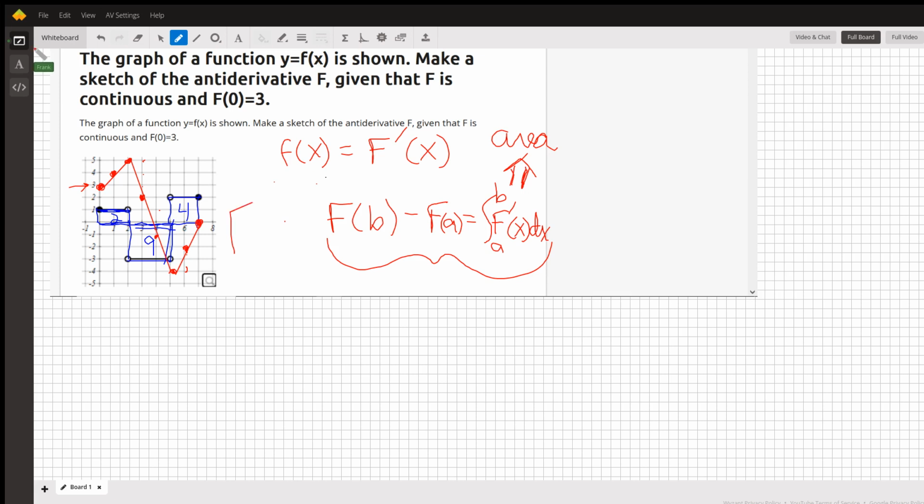Hold on, I didn't have the pencil selected. Big F of x is this line. And again, big F of x is the antiderivative of little f of x, which makes little f of x equal to big F prime of x. And with the information they gave us, we have now graphed this function, big F of x. Got it. Thank you.